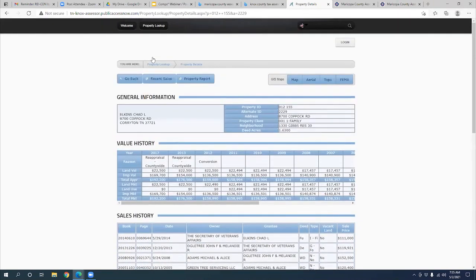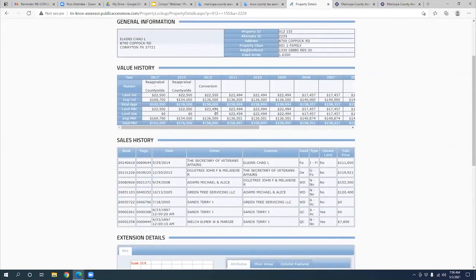So this is Knox County, Tennessee. You just put in Knox County, click it, put in the address. Most of them will come up with a site like this. They're going to give you a land value and the improvement value, which is the structure itself, and a total tax assessment. This number, you're still going to have to run your comps.